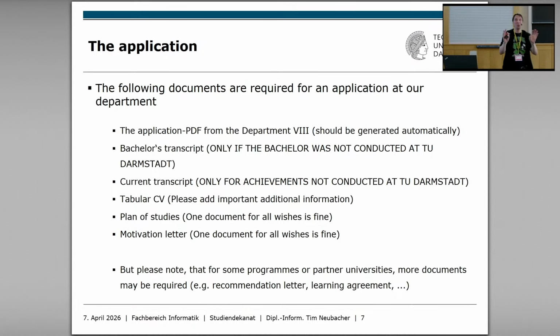So if you want to apply, and if you think there are probably some factors influencing what I did before, list it in the CV. It's really important. The plan of studies. One document, please. For all the 5 wishes, all the 5 potential partner universities you apply for.